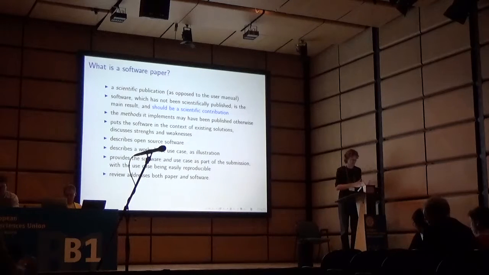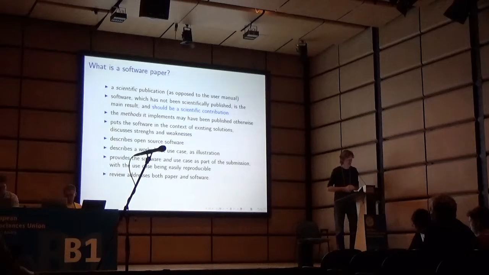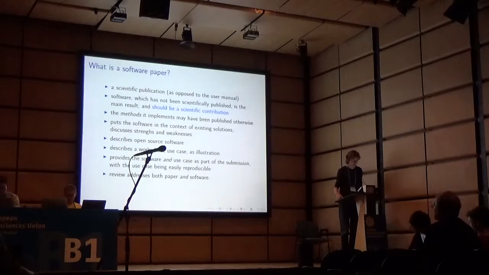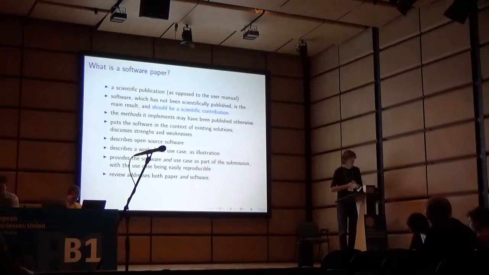It can be about the implementation of a method, but it's probably about a new implementation. It can't be something that has already been published. And it has to be a substantial contribution. The methods it implements may have been published otherwise, and the paper puts the software in the context of existing solutions. So you write about related work, about other approaches, and why it is a good thing to come up with this new approach. It describes open source software, as Marcus mentioned. There's little point in doing science with closed source software. And it should come with worked out use cases as an illustration.